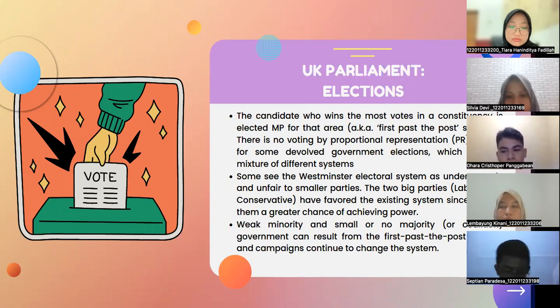The two big parties, which are Labour and Conservative, have favored the existing system since it gives them a greater chance of achieving power. And lastly, weak minority and small or no majority government can result from the first past the post system, and campaigns continue to change the system.